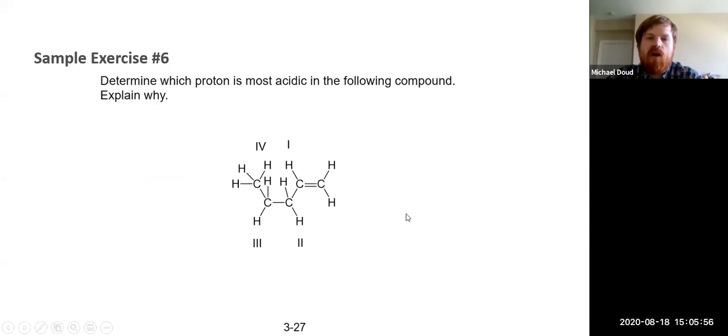Okay, so go ahead and figure out which of these four protons is going to be the most acidic based on what you know. So give that a shot, and again, we're going to cover this when we do the sample exercise video together.